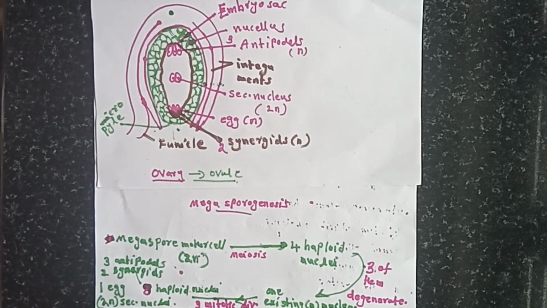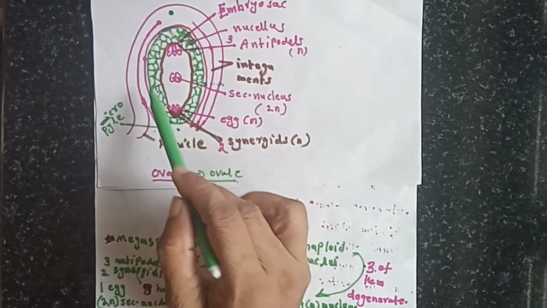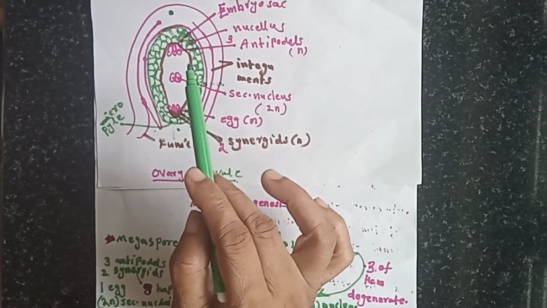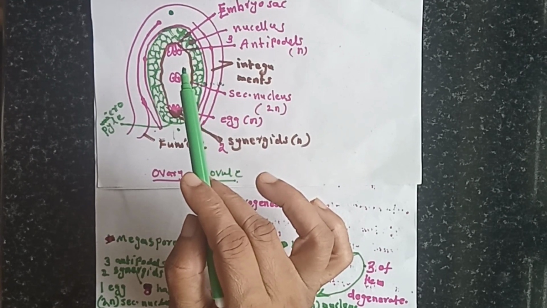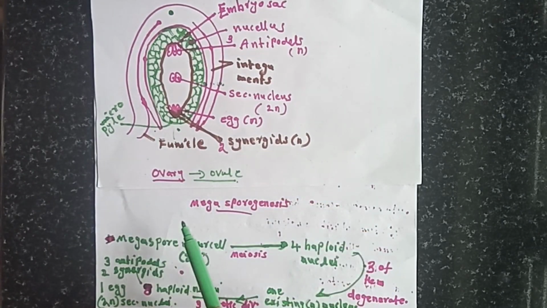Next, the steps of development of the female gametophyte. Within the embryo sac, a large diploid cell, a 2N cell, acts as the megaspore mother cell. Meiosis takes place in the diploid megaspore mother cell to form 4 haploid nuclei. 3 of them degenerate, and 1 haploid nucleus undergoes 3 successive mitotic divisions to produce 8 haploid nuclei.